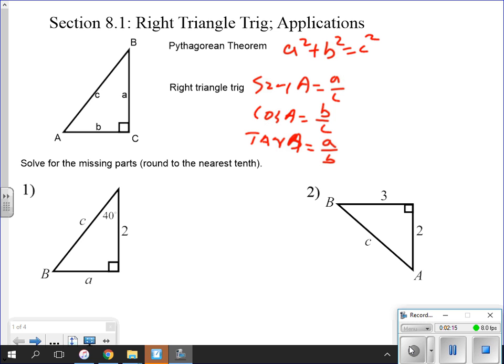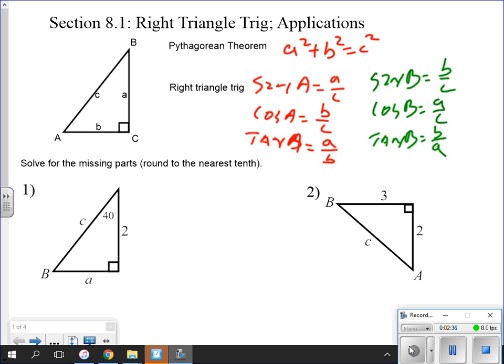If you were talking about angle B, the sine of B is b over c. The cosine of B is a over c. And then the tangent of B is b over a. And you need to know those things to be able to solve.